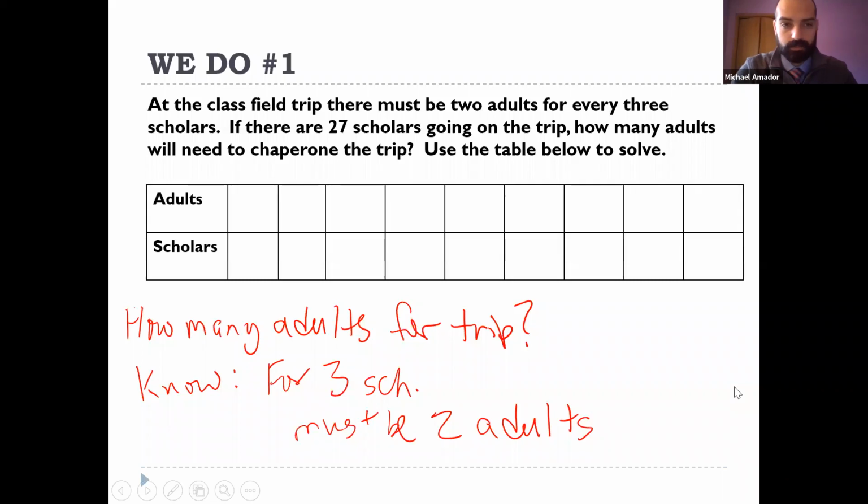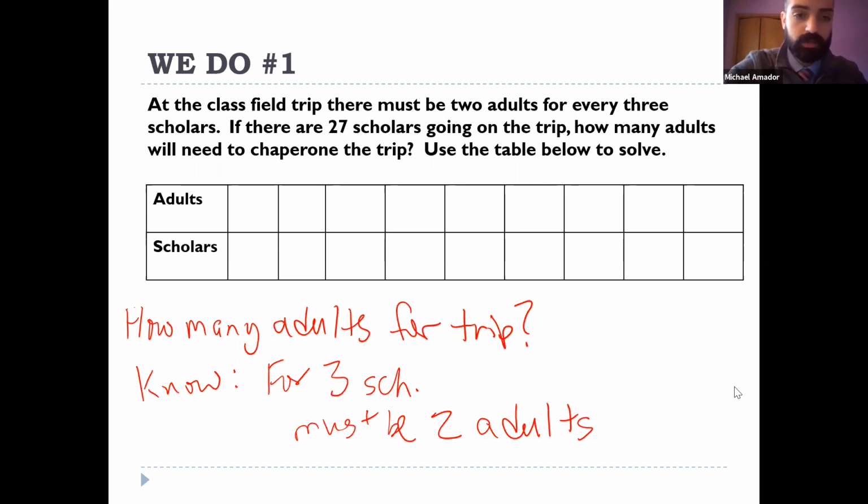I think what we should do first is put in the scholars, since we know how many scholars are on the trip. Okay, so what number is that for scholars? 27. Okay, where would you put that in your table? Well, first I would skip count by 3, so I'll go 3 in one box, 6 in another. Okay, so your first step is not to just write the number 27. You have a process here where you're going to go 3, 6, 9, 12. Okay, so let's start with that then.